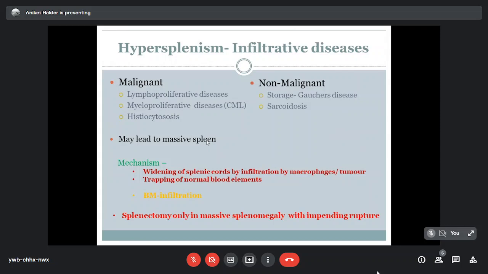So the mechanism of cytopenias in infiltrative diseases is mainly the widening of the splenic cords with trapping of the normal blood elements. So, splenectomy in infiltrative diseases like Gaucher's should only be considered if there is massive splenomegaly and there is increased risk of rupture.